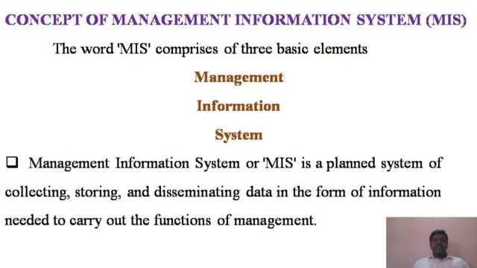The word MIS comprises three basic elements. That is, management, information, and system. Okay. So the information of this entire system is collected in a proper manner, and it is provided to the management for their managerial planning and decision actions. It is a planned system of collecting, storing, and disseminating the data in the form of information which is needed to carry out the functions of management.